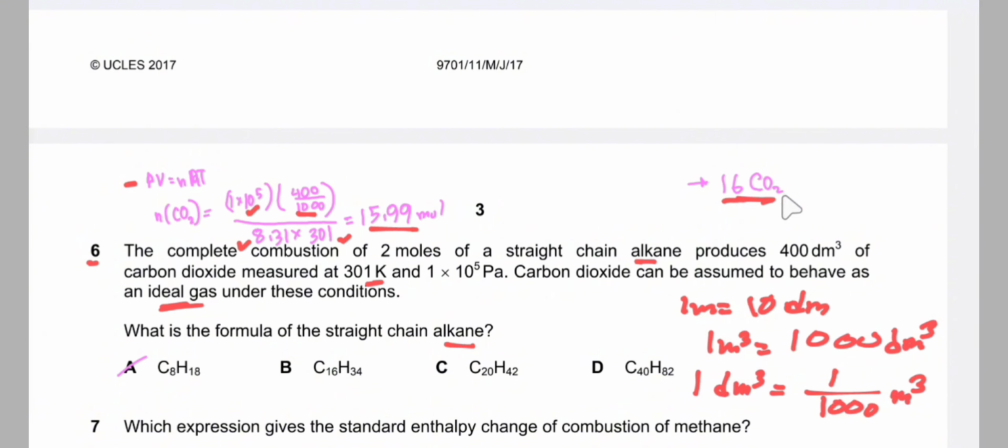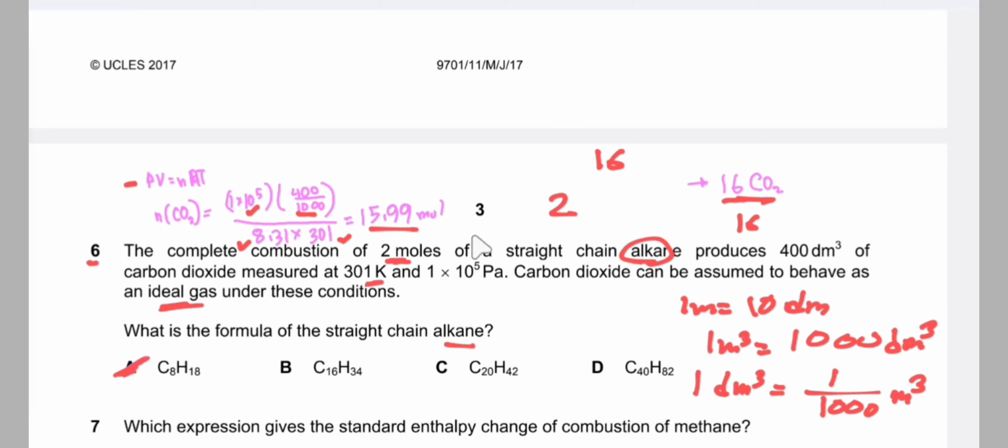Since there is 16 moles of carbon dioxide, that means there is 16 carbon on the product. Since there is 16 carbon on the product, we must need 16 carbon on the reactant. And as we can see that 2 moles of the alkane reacted, so for 2 moles of alkane, the correct answer should be A.